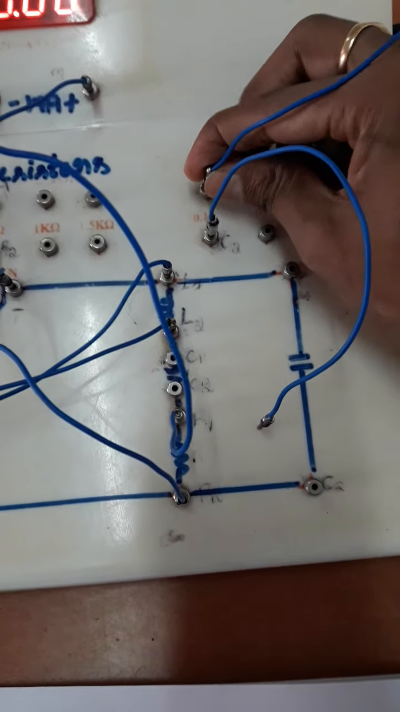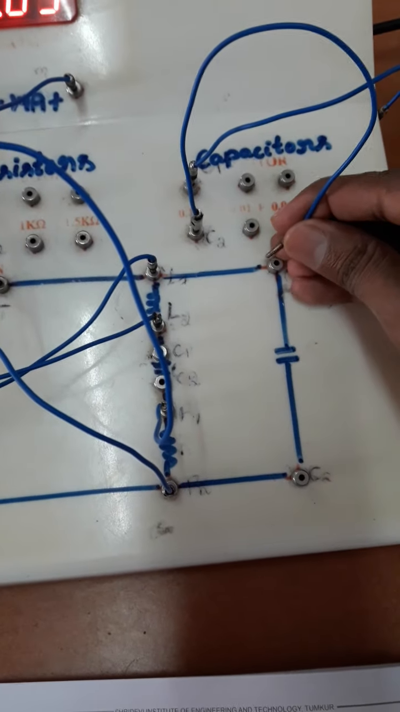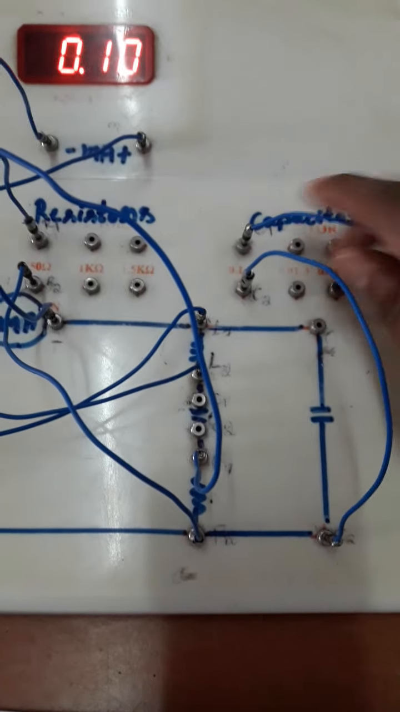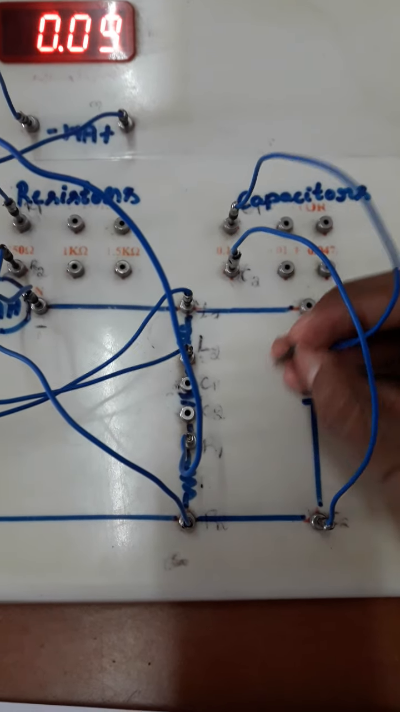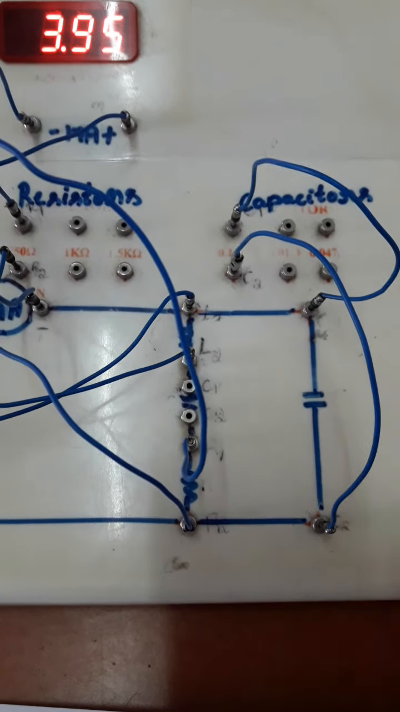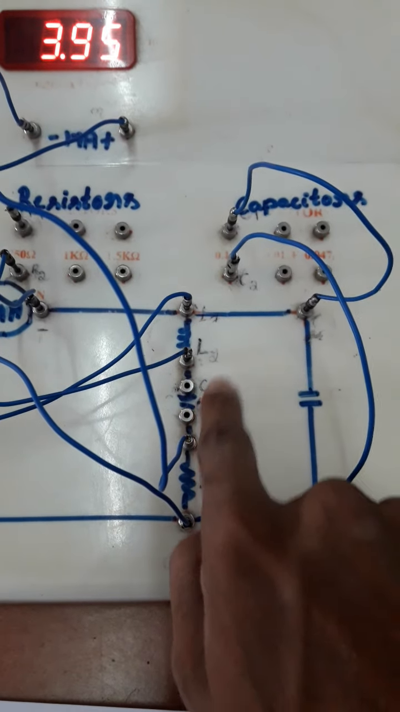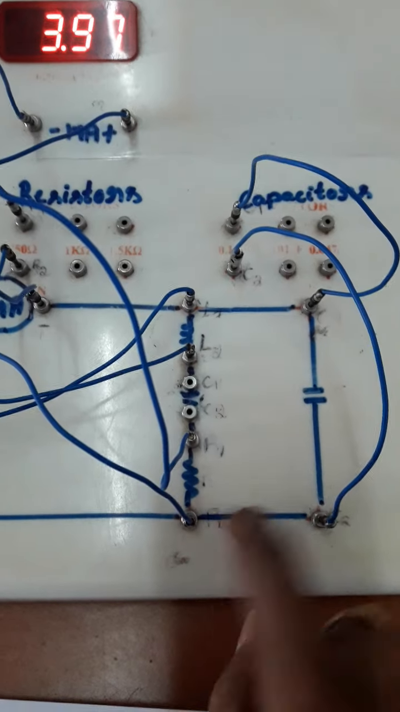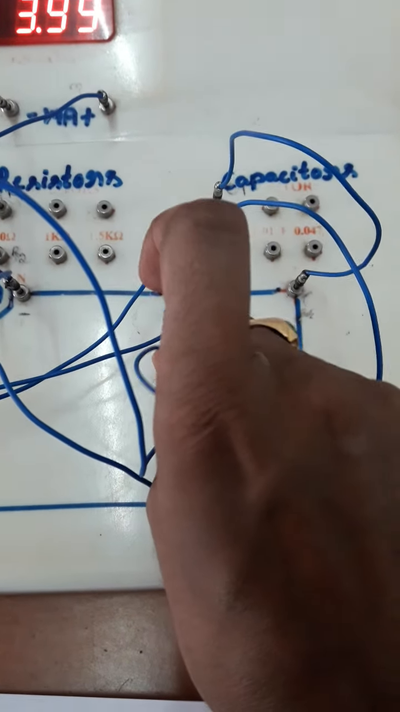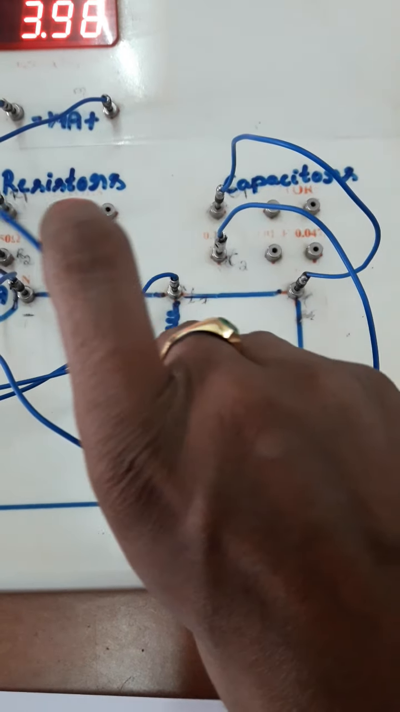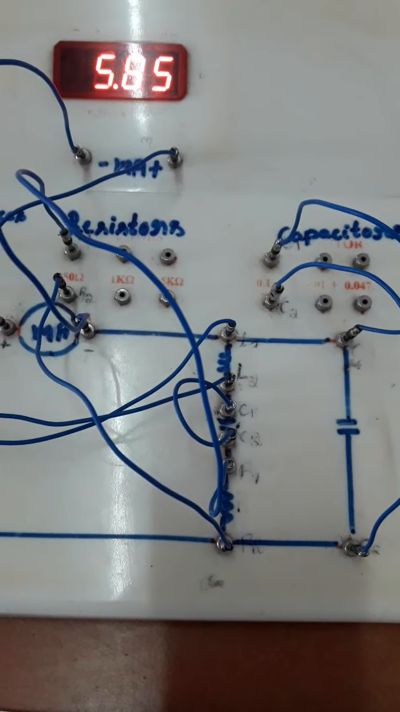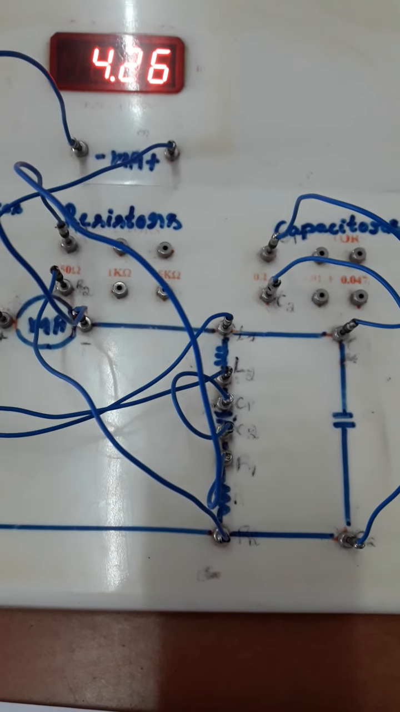Here we have to connect. This is the way of connecting in parallel. But in between the inductor and resistor there is no connection, so we take one small wire and make some connectivity between the inductor and capacitor.